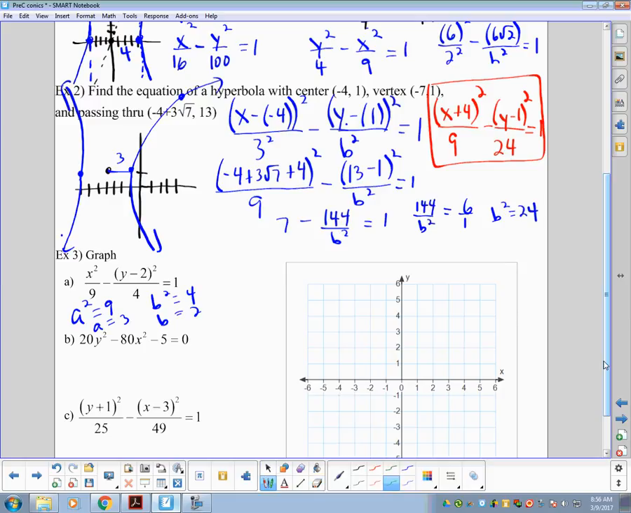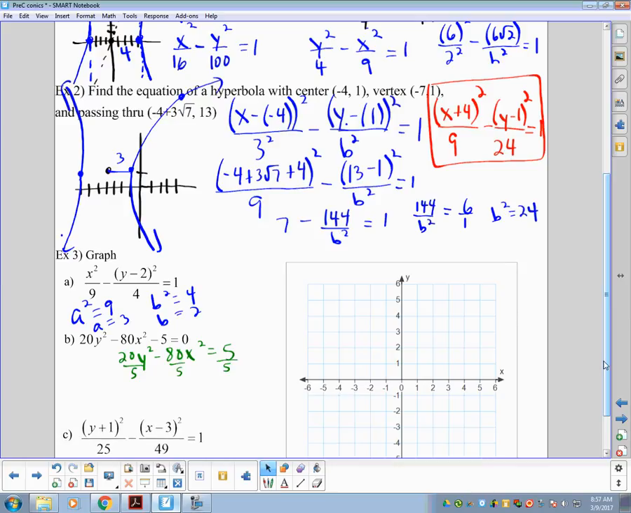First thing I'm gonna do is move the 5 over. So I have 20y² minus 80x² equals 5. And then I need to get a 1 on the right-hand side. So I'm going to divide through by 5. When I divide through by 5, this becomes 20 over 5, or 4y², minus 20x² equals 1.